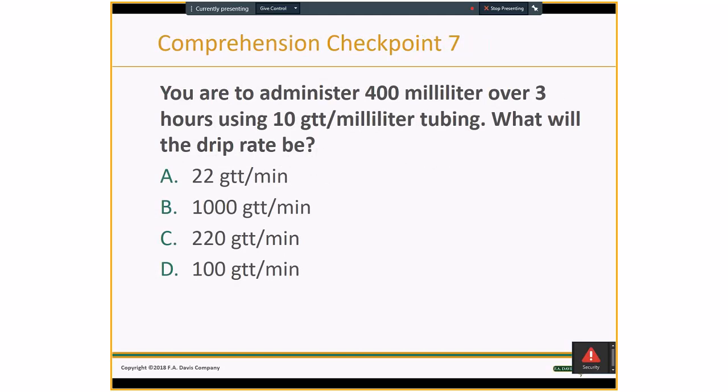Okay, so for this one, I'm doing 400 milliliters over 180 minutes because it's 3 hours. And then I've got the 10 drops per milliliter, so I have 10 GTT over milliliter. So I'm just crossing those out, and then I ended up getting 22.